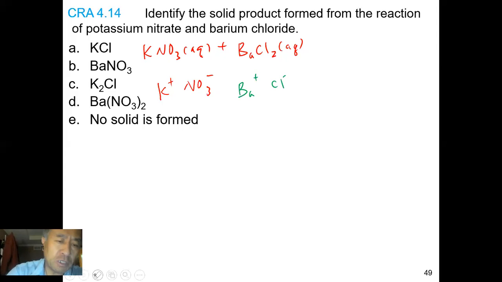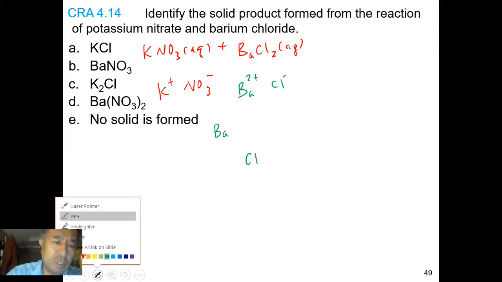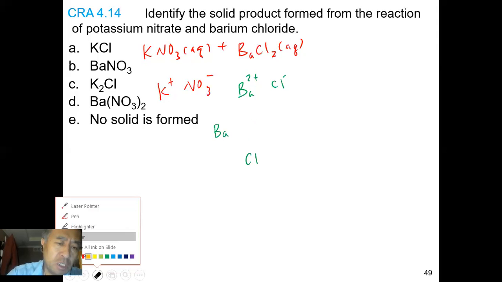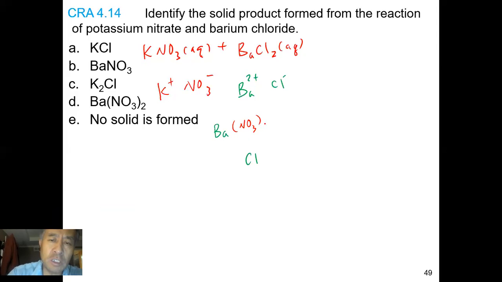So what you get will be swapping this Ba with that, K with that. So you write Ba and then you write Cl. Then we go back to the other ions. So we have NO3. I want to use the red one. NO3 is 1 negative, Ba is 2 plus. Therefore, we need 2 NO3 to balance the charge between this Ba and NO3. So the other one just went away.